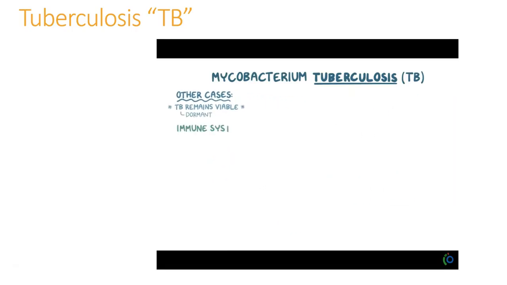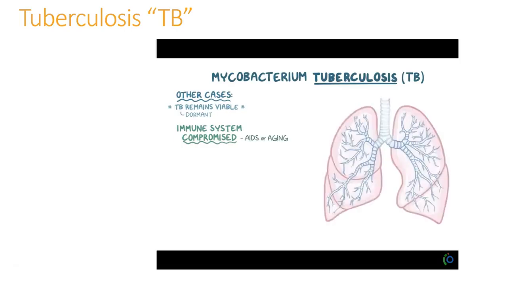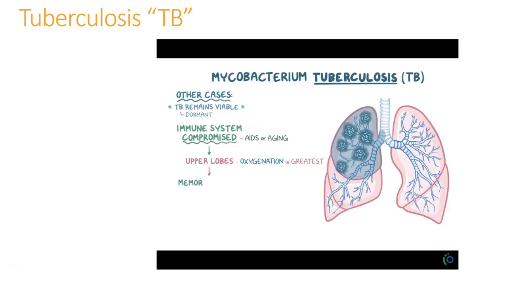If and when a person's immune system becomes compromised, like with AIDS or with aging, the Ghon focus can become reactivated, and the infection can spread to either one or both upper lobes of the lungs. It's thought that this is because oxygenation is greatest in these areas, and TB, being an aerobe, prefers areas of greater oxygenation. Since they were previously exposed, the immune system's memory T cells quickly release cytokines to try and control the new outbreak, which forms more areas of caseous necrosis.